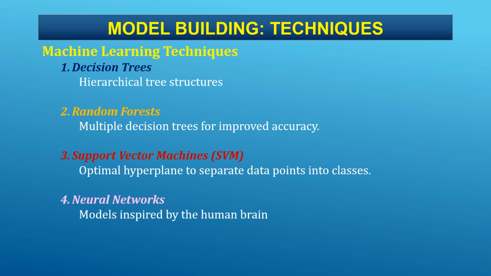Example: detecting disease based on medical test results and patient history. Support vector machine, SVM, finds the optimal hyperplane to separate data points into classes. Example: classifying email as spam or non-spam based on content and sender information. Neural networks are models inspired by the human brain, capable of learning complex patterns. Example: autonomous driving systems interpreting traffic signs and road conditions.